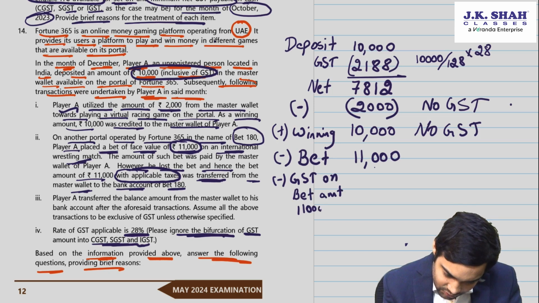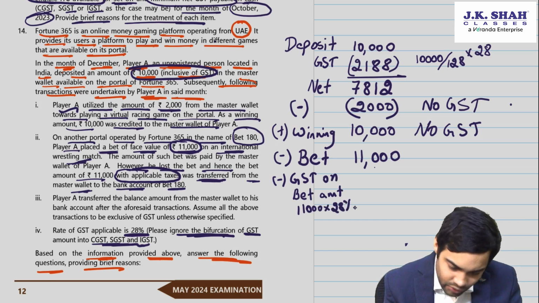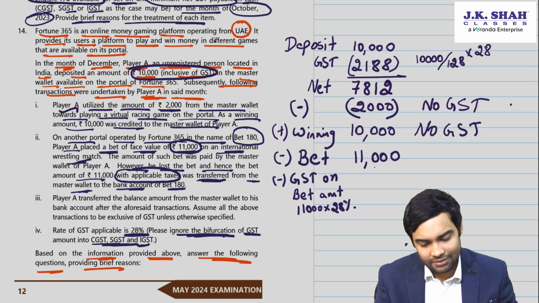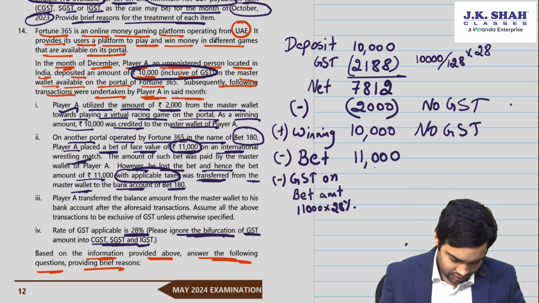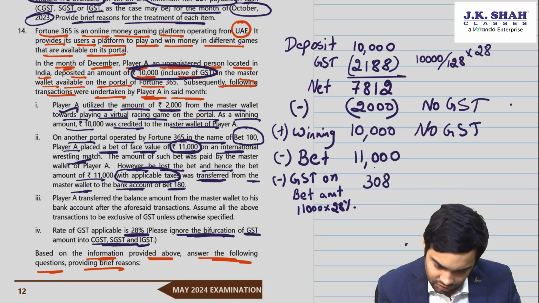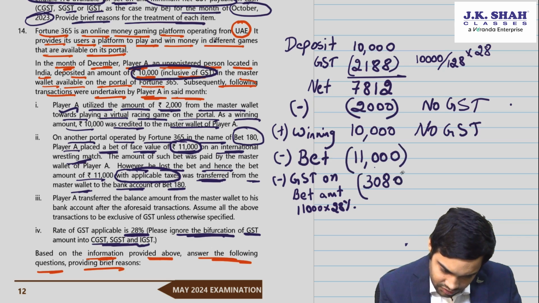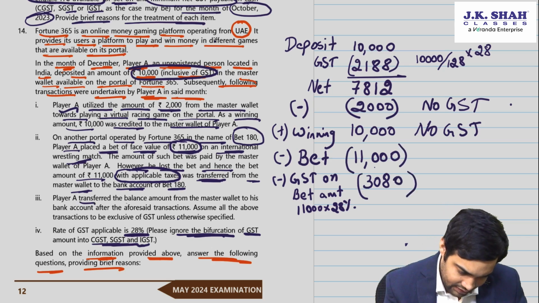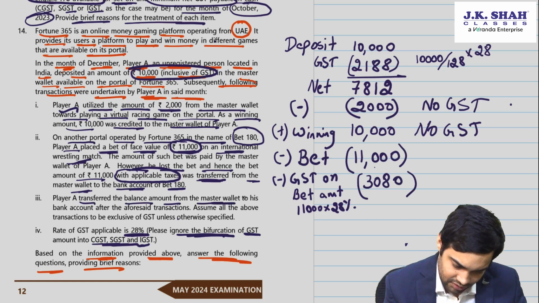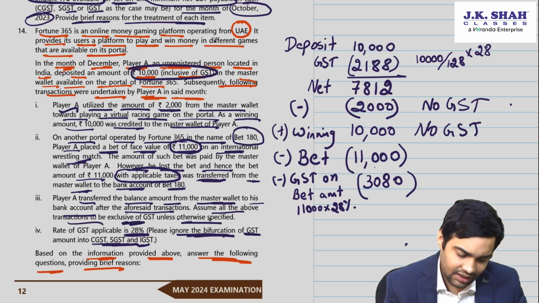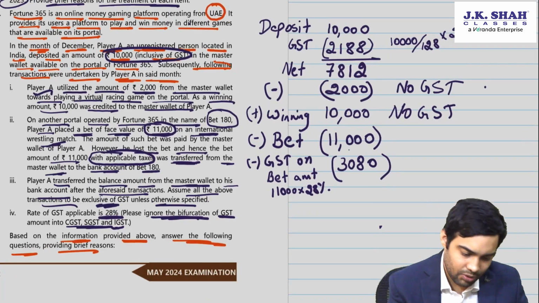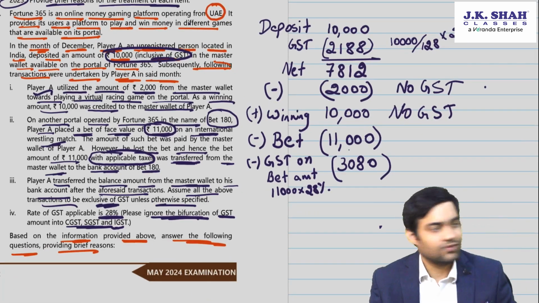GST on bet amount will be 11,000 into 28%. You can't do inclusive for this. No, not permitted, because on the entire face value GST will be charged. 11,000 into 28%, which comes to 3080. So this also we will lose. Player A transferred the balance amount from his master wallet to his bank account after the aforesaid transactions. Assume all the above transactions are exclusive of GST unless otherwise specified. See, the deposit was already mentioned as inclusive of GST.